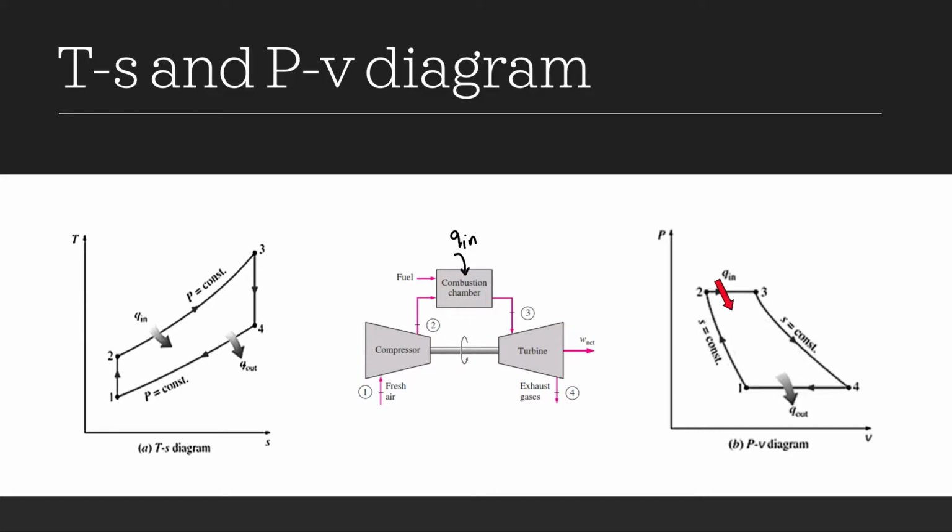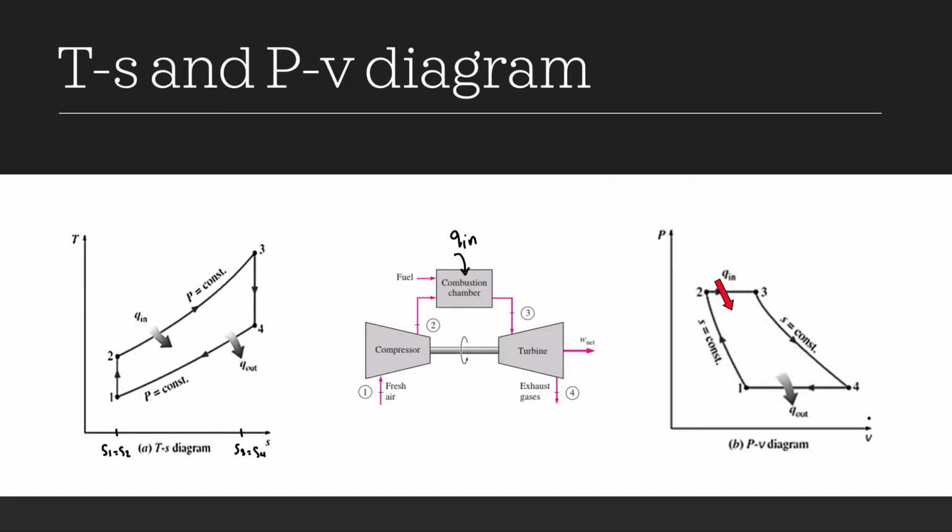Okay, so from the TS diagram we know 1 to 2 is isentropic, so S1 is equal to S2. And also in the turbine, S3 is equal to S4 because this is isentropic expansion. In 2 to 3, Q in, and 4 to 1 is Q out.